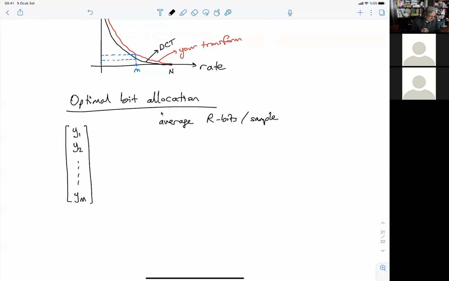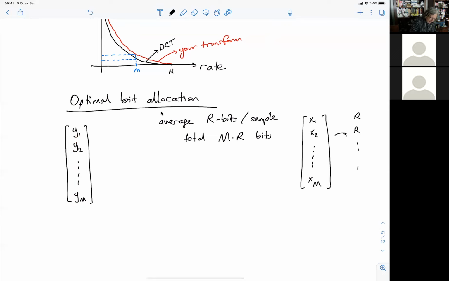But that sample is not really evaluated within itself. I will make chunks of these outputs, and for the total chunk, this means that I have a total of m times r bits that I will distribute among these y1 through ym. So on average, for each of those, I have r bits. If I don't make the transformation, I will have x1, x2, up to xm, and for each of them I will use r bits for the first, r bits for the second, and finally r bits for the last. So a total is m times r bits.